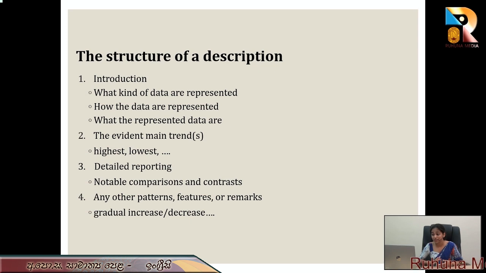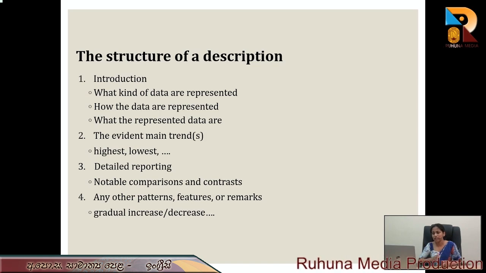Now, the structure of the description. Now we have come to the most important part of this lesson, because when you're reporting data out of a bar graph, a pie chart, or a table, you can't just start and continue writing. You have to follow a certain structure. You have to be methodical. So now we are going to learn how you're supposed to answer it methodically.